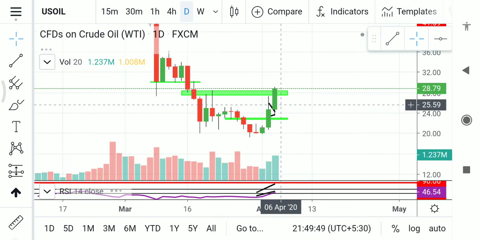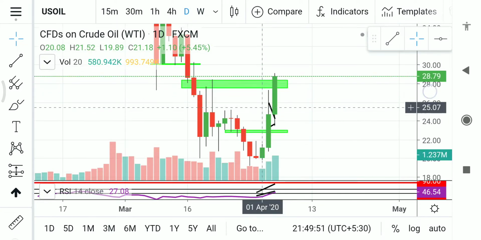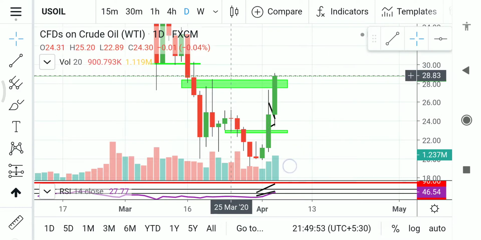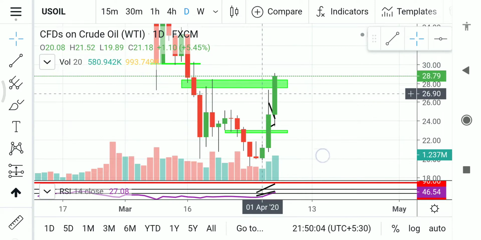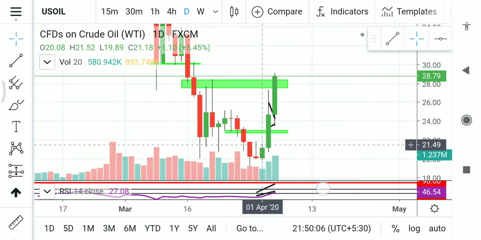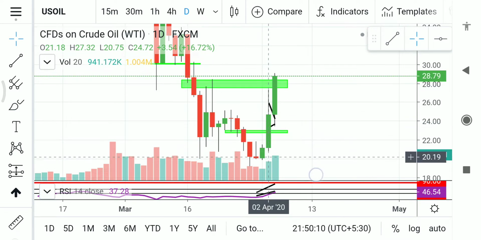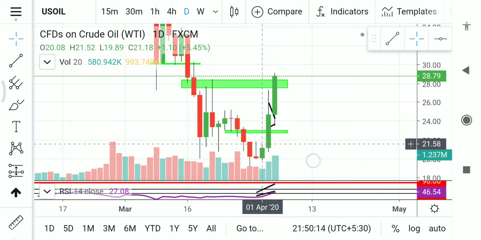Similarly, if you can see, on 1st of April it formed a little green candle. On 2nd of April, it broke the high of the 1st April candle, and then it rallied. So you can see a slight change in momentum. You can see the candle size growing.